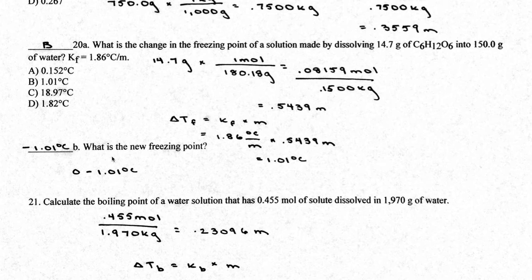Now, to find the new freezing point, remember it's freezing point depression. So it's going to be that much below the normal freezing point, which is 0. So 0 minus my change in temperature. My new freezing point is negative 1.01.